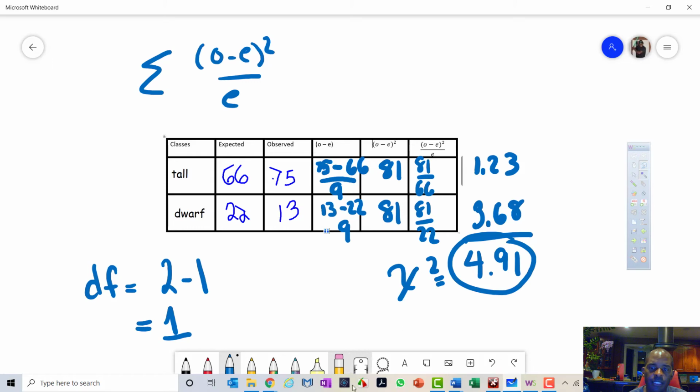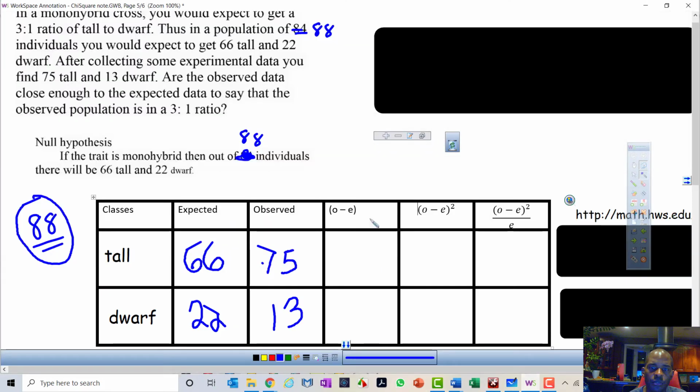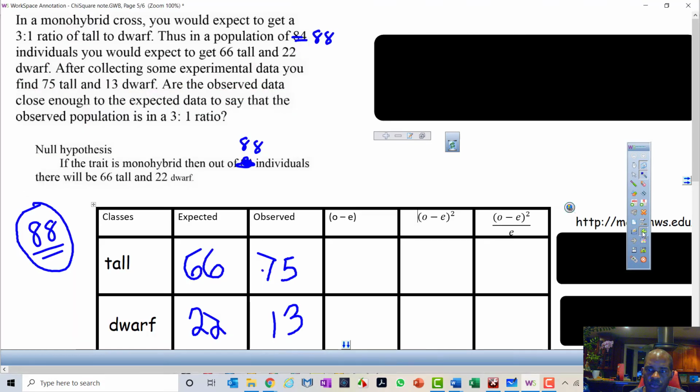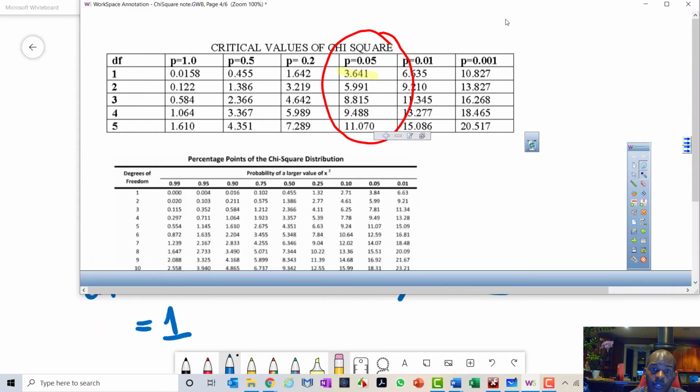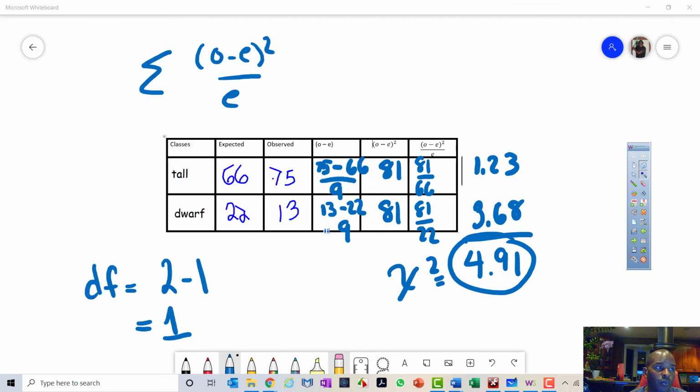Now that I have this information, I'm able to return back to my chi-square table. My degrees of freedom is 1. And in genetics, for high school especially, we use this 0.05 column. You'll see that my value here is 3.641. The value I determined was 4.9. So my value of 4.9 is greater than 3.641. So let's write that out.